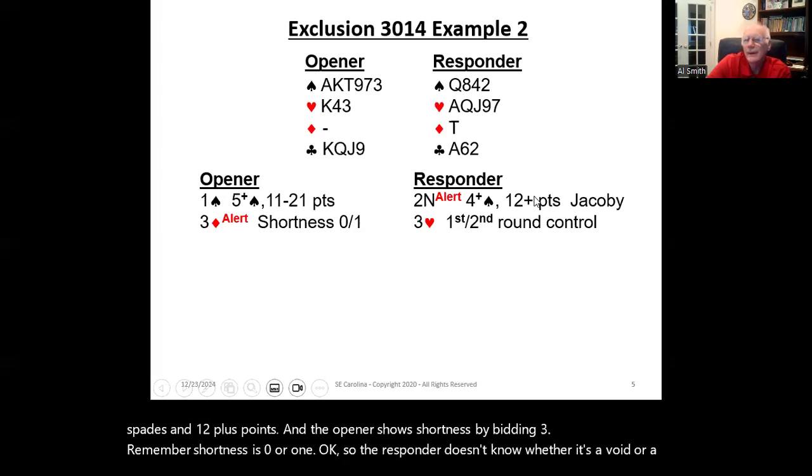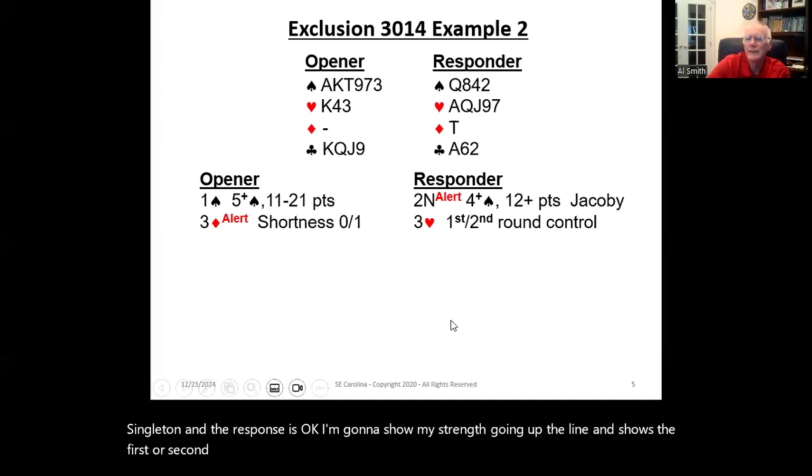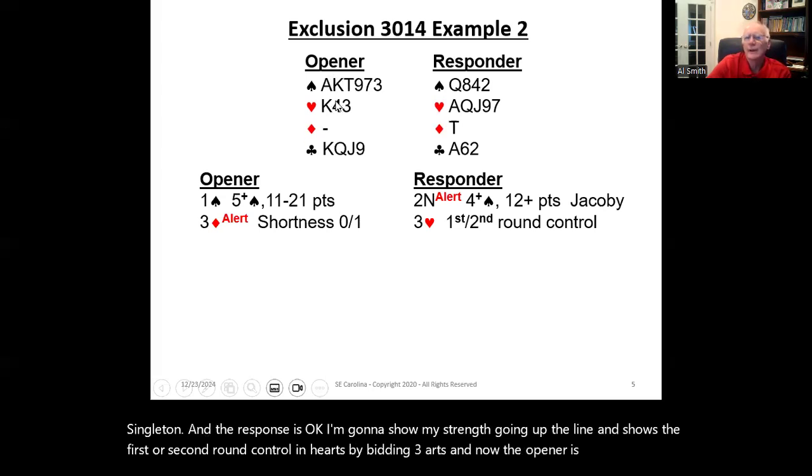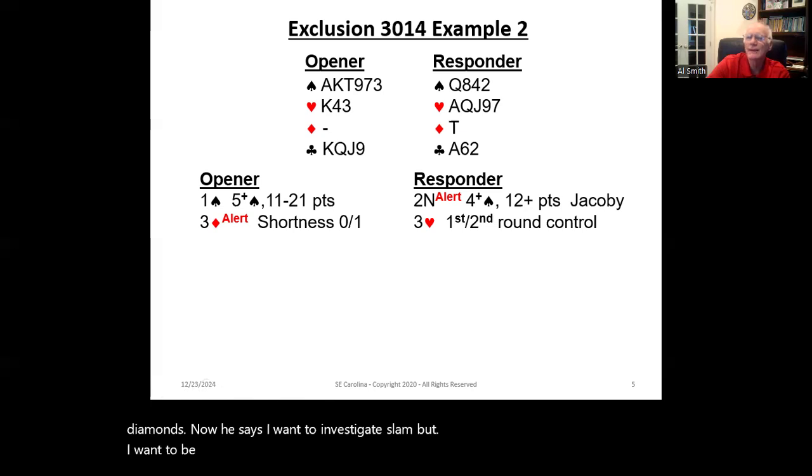And the responder says, oh, okay, I'm going to show my strength going up the line, and shows a first or second round control in hearts by bidding three hearts. And now the opener is really encouraged because the hearts fit in well with his king-4-3 holding. And he's got this void in diamonds. Now he says, I want to investigate slam, but I want to be able to know about the key cards, not counting the ace of diamonds.